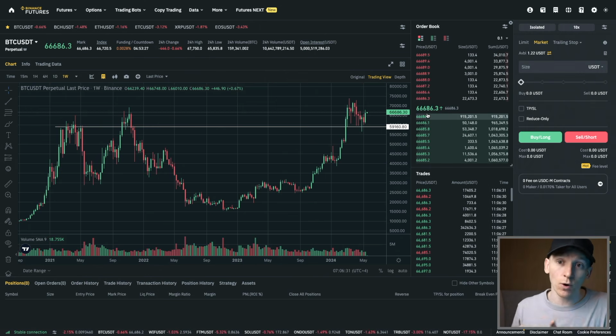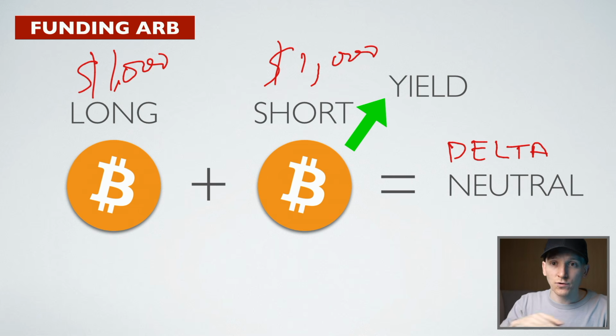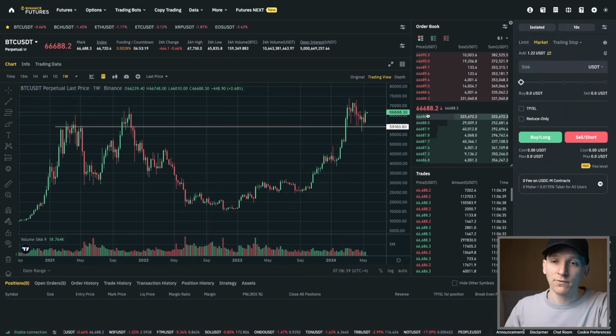Now, of course, we may not want to be short the asset. So that's why we have the delta neutral trade, to try and balance out any price exposure whilst getting the funding rate that the exchange is making those buyers pay.